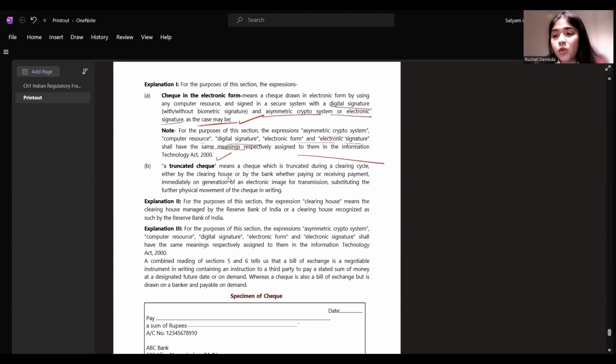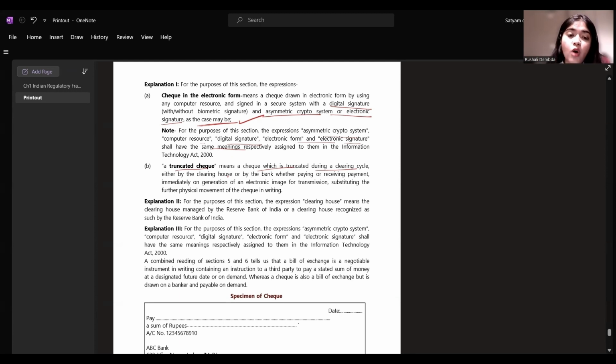And computer resource, this can be a physical print of it that can be seen in front of your computer screen. Okay, electronic signature, as I told you, is a specific password thing. The same meaning that is there in the IT Act can be used here. Yes. A truncated check means a check which is truncated during a clearing cycle.